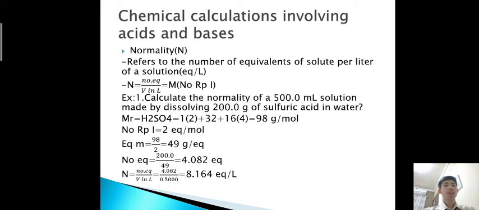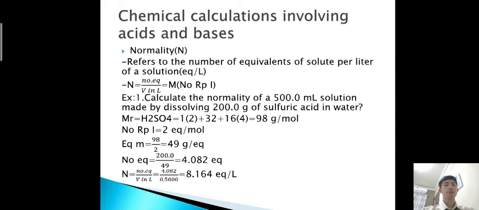Fourth one is normality. It refers to the number of equivalent of solute per liter of a solution. The unit is equivalent per liter. The formula of normality is number of equivalent divided by volume in liter. Or the other formula is molarity times number of replaceable ions.